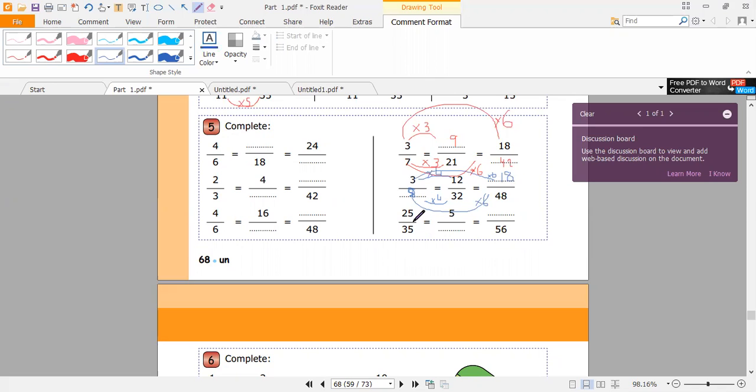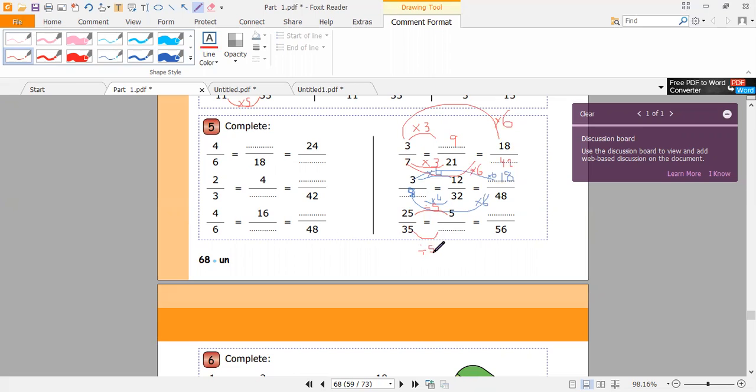Okay, the last one, 25 becomes 5. Pay attention here, the numerator is getting smaller. When I say small, it means divide. Okay, divide. What number times 5 equals 25? It's 5, so it's divisible by 5. Okay, or divided by 5. So I'm gonna directly divide it by 5 in the denominator.